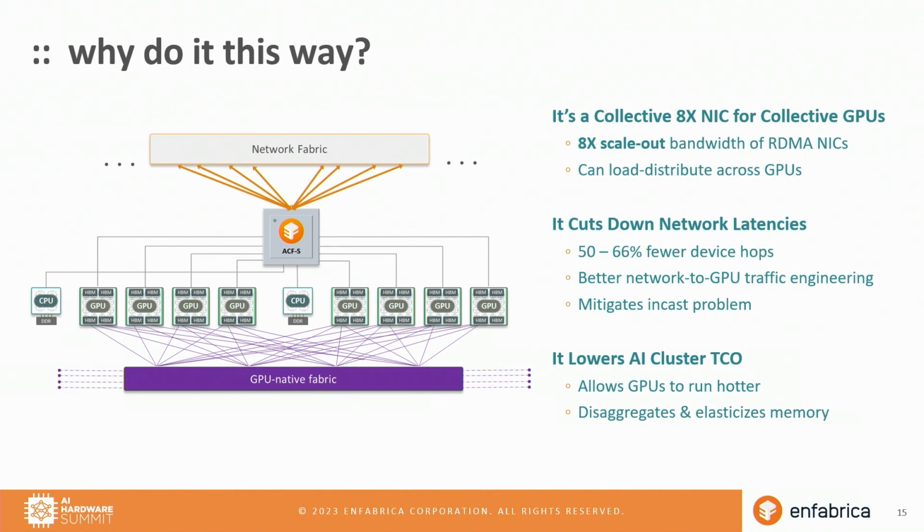Why do it this way? The reason to do it is because it is a collective 8x network interface device that is impedance matched to the communication load of the collective GPUs in the system. In addition to having 8x the bandwidth, it can load distribute across those GPUs because all the connections to those GPUs are shared by this one element. Second reason, it cuts down latency of the job.